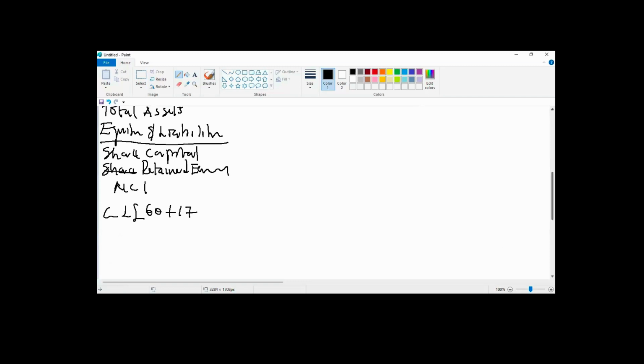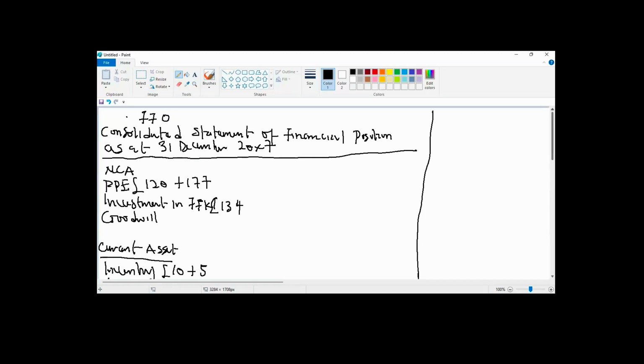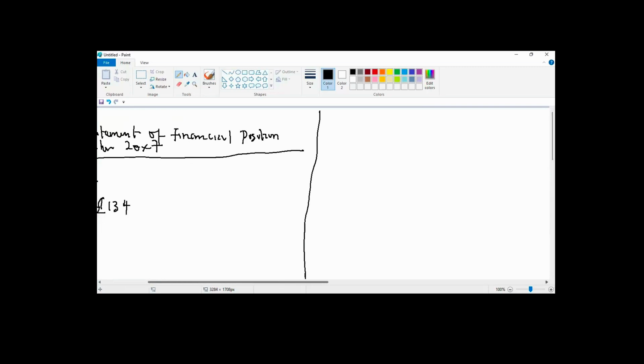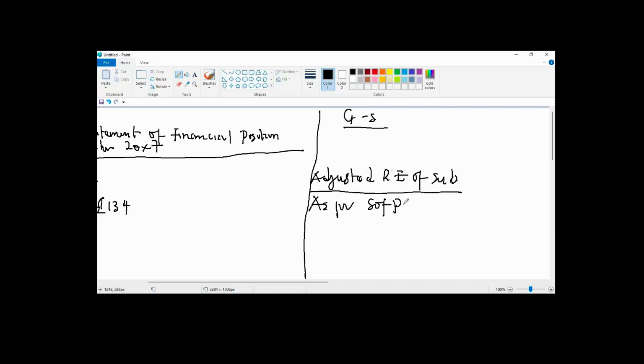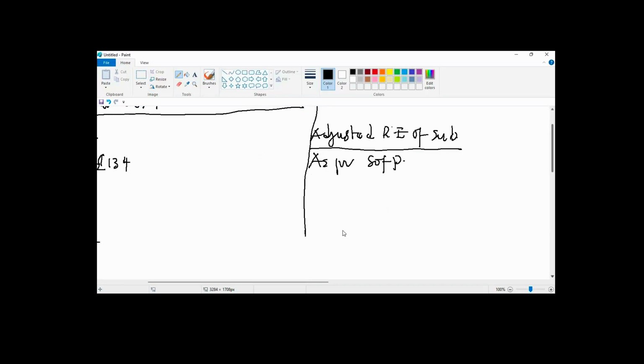What is the account payable? We need the group structure, no doubt. How do they start? The group structure, adjusted retained earning of subsidiary as per SOFP. I need to determine the net assets.